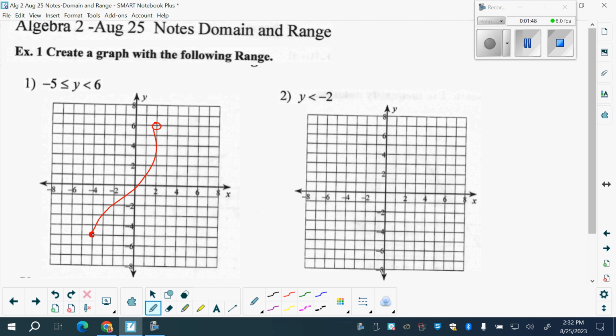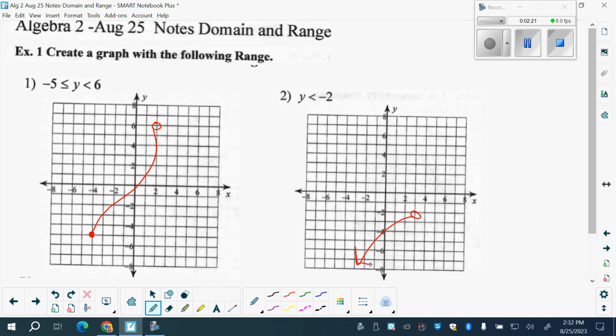So y is less than -2. How would we create a graph that had y less than -2? I'm going to go to -2 on the y, and I'm going to put an open circle, so I can put it here or anywhere along here. And less than would be down. I can go anywhere down. I can go like that, straight down, or this direction down. I just can't go up.